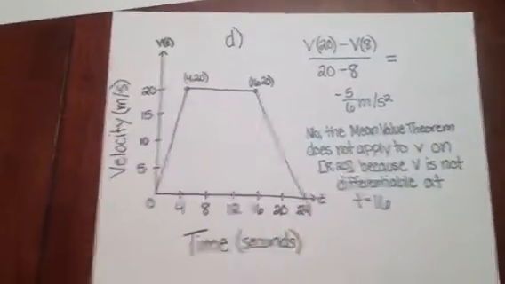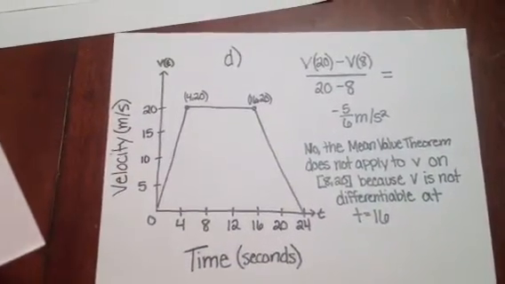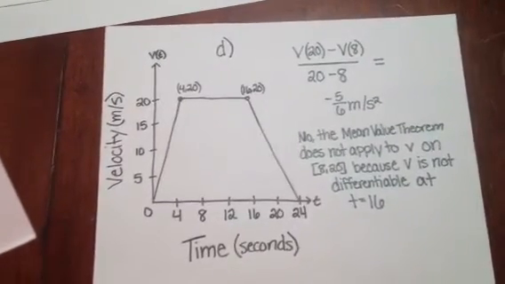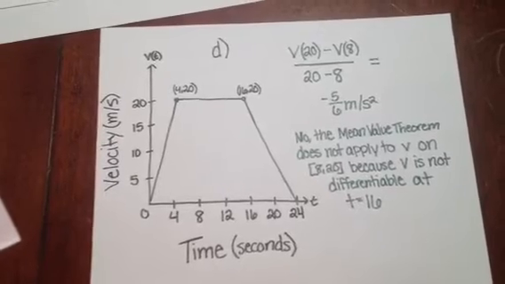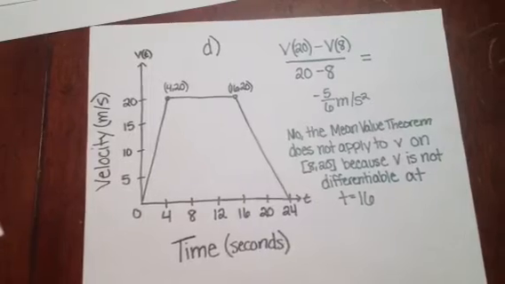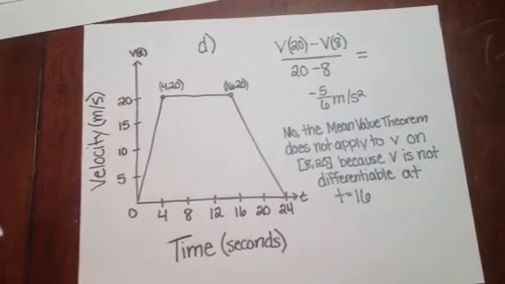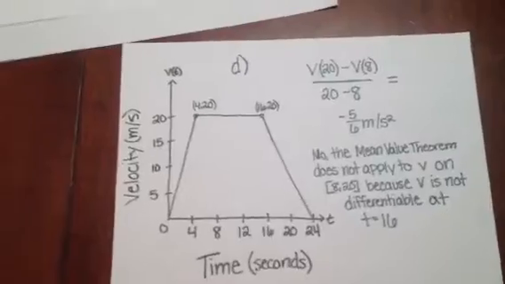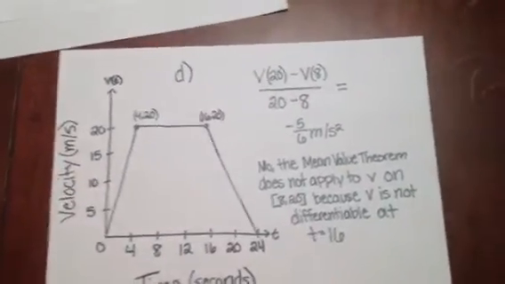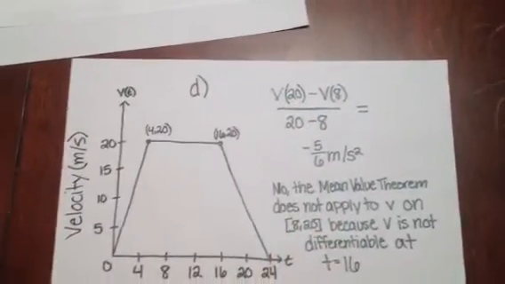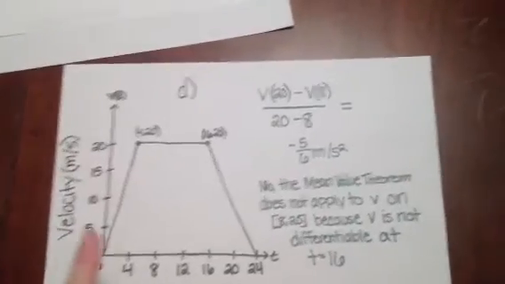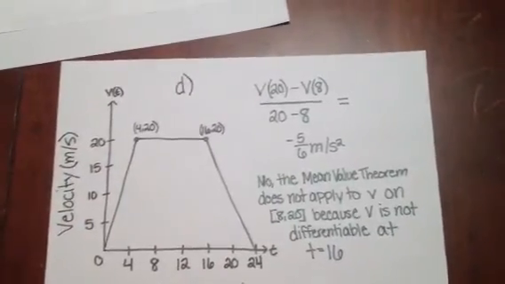For Part D, we were asked to find the average rate of change of v over the interval 8 to 20. And we also were asked, does the mean value theorem guarantee a value of c between 8 and 20 such that v prime of c is equal to this average rate of change? Well, first, starting off with the average rate of change, we took v of 20 minus v of 8 over 20 minus 8 and found that to equal negative 5/6 meters per second squared.